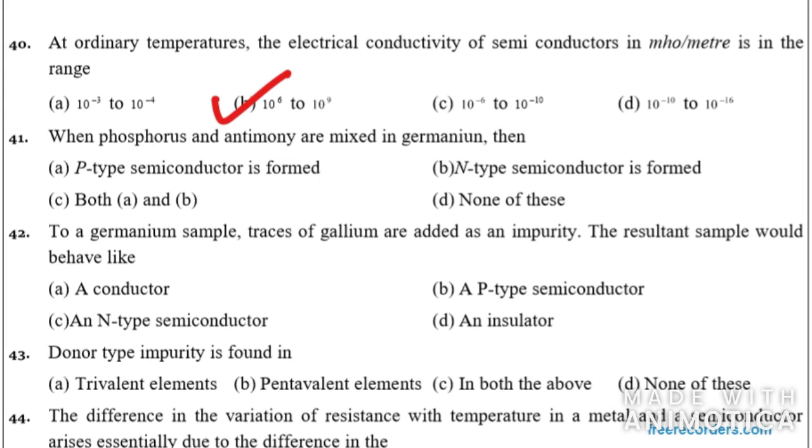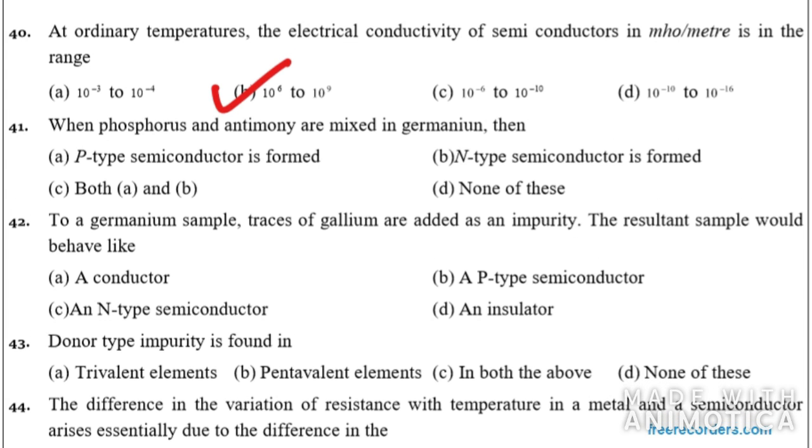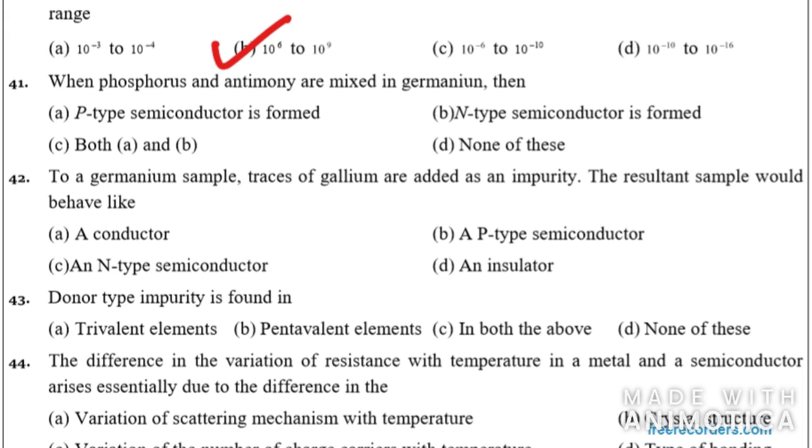When phosphorus and antimony are mixed in germanium, then p-type semiconductor is formed or N-type semiconductor is formed? Yeah, N-type semiconductor is formed because it has pentavalent impurity. Antimony has 5 valence electrons.